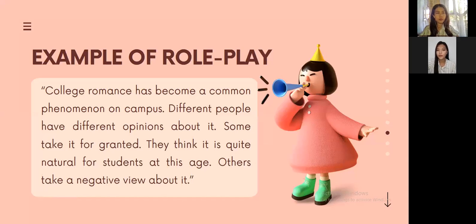Example of role play. College romance has become a common phenomenon on campus. Different people have different opinions about it. Some take it for granted. They think it is quite natural for students at this age. Others take a negative view about it.